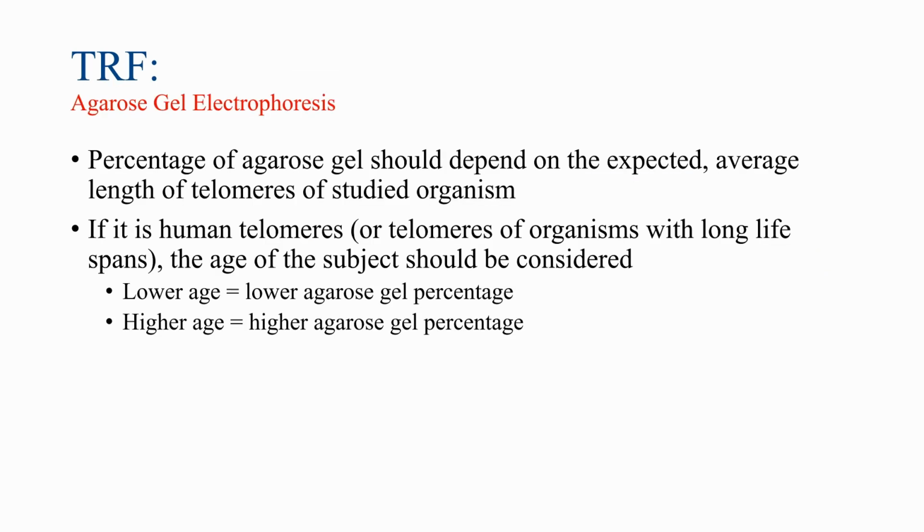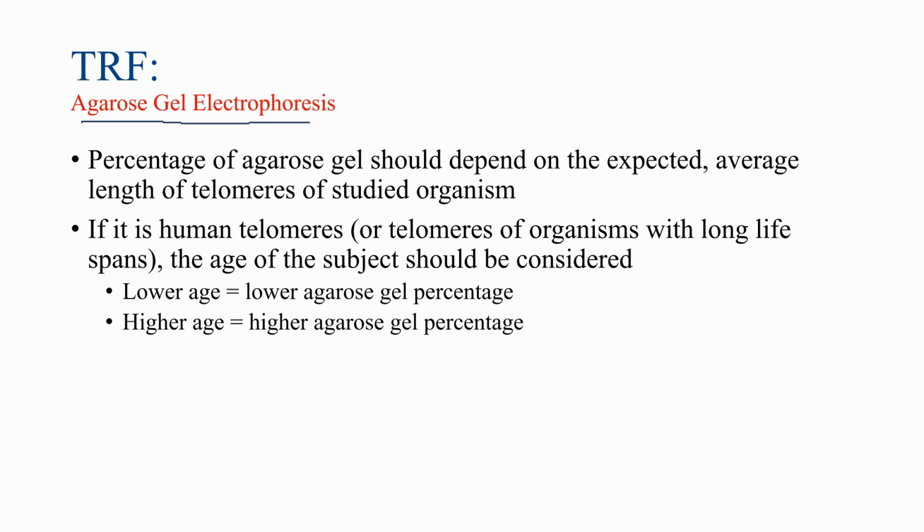So the next step is to truly start your Southern blotting and perform the agarose gel electrophoresis of your sample, whereby you have extracted the DNA, evaluated its integrity, and digested the genomic DNA, leaving only the telomeric repeats and the subtelomeric regions as undigested.